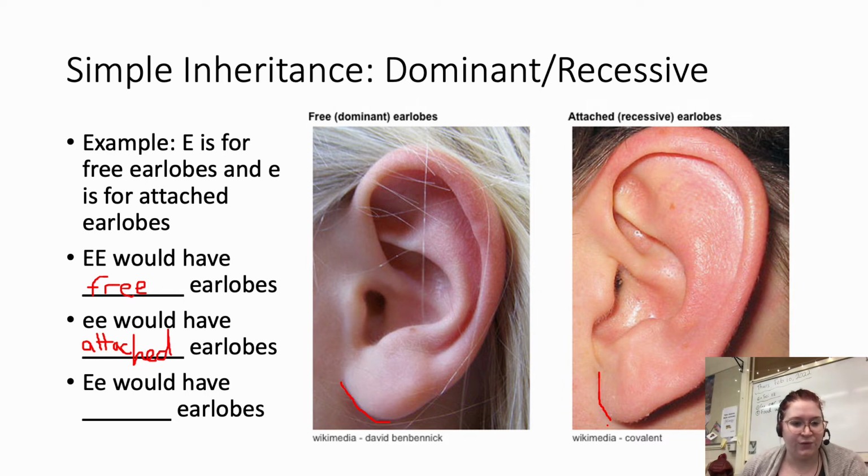And if you have big E, little e, so you're the heterozygous genotype, your phenotype is going to be the dominant one, so free earlobes. Do you know what kind of earlobes you have? Pause the video and look in the mirror or use your selfie camera.